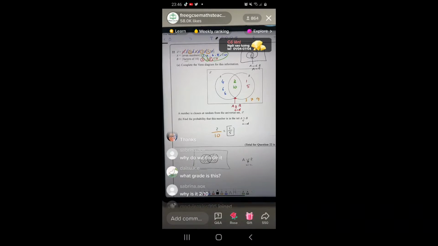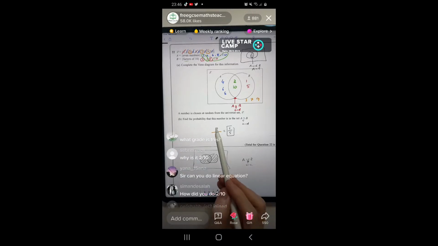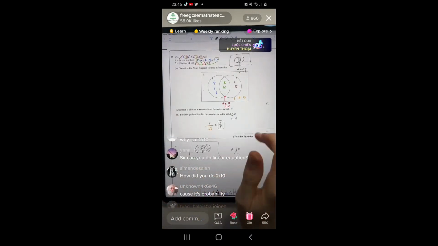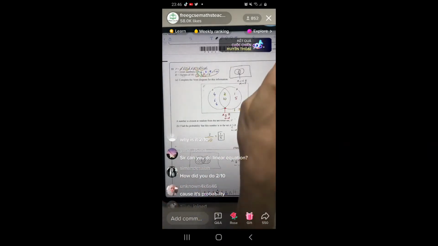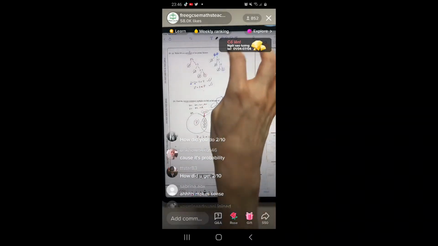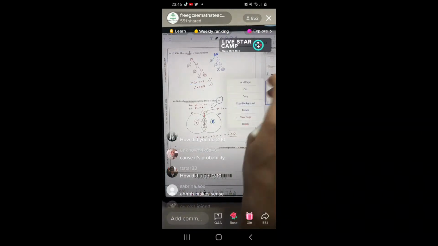Someone says, why did you divide it? So probability, you can write probability as a fraction, decimal, percentage. Chance of a number being selected, there was 2 chances out of, which means divide, 10 different numbers. So someone asked for probability, that was that. So I'm trying to answer the other question that people asked for.